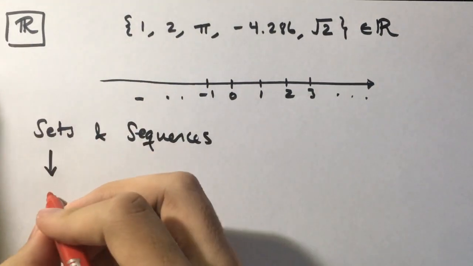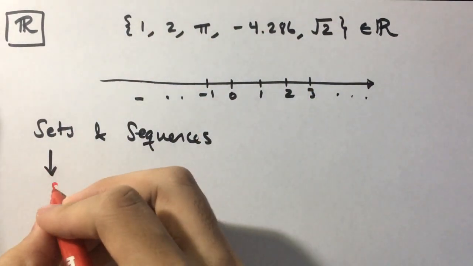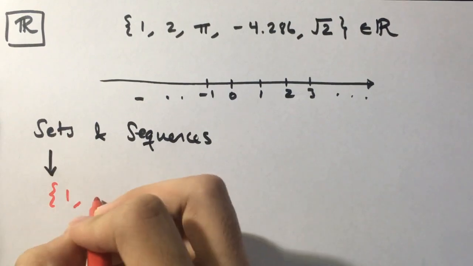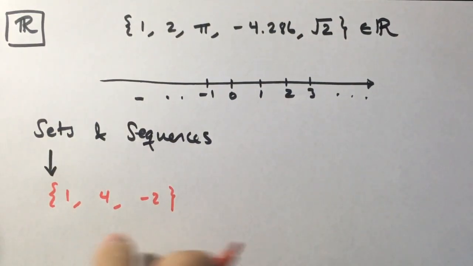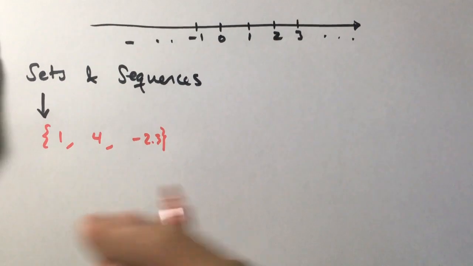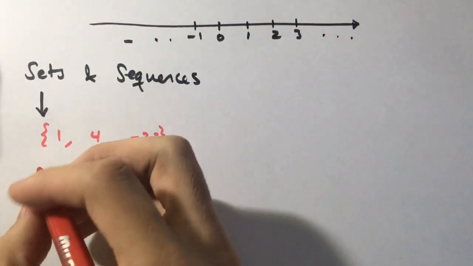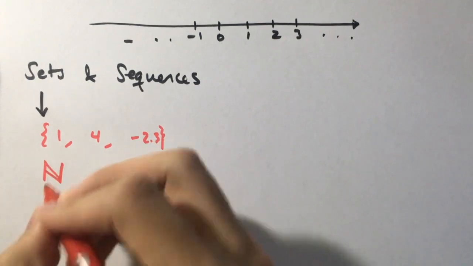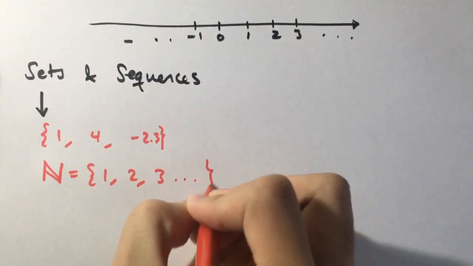So for example, you might have a set like this. This one is a set of numbers. You might have a set maybe of 1, 4, -2, for example. That is a set of real numbers, maybe 2.3, just to make it more interesting. But you can also have other sets which are infinite. This is a finite set. You can have infinite sets. So for example, you can have a set of natural numbers. This would be numbers like 1, 2, 3, and so on.